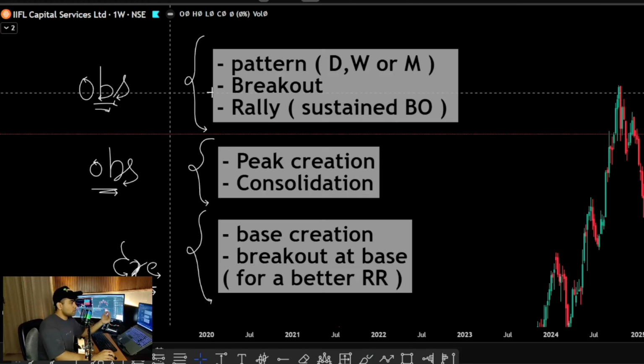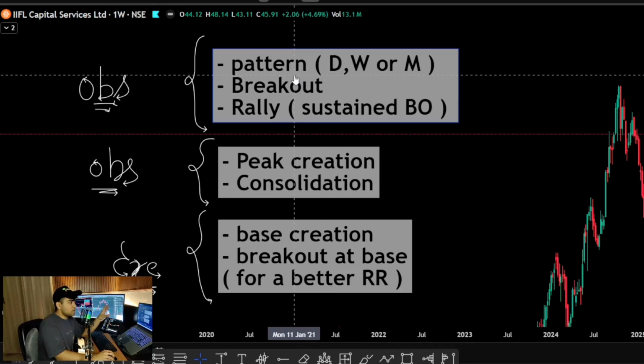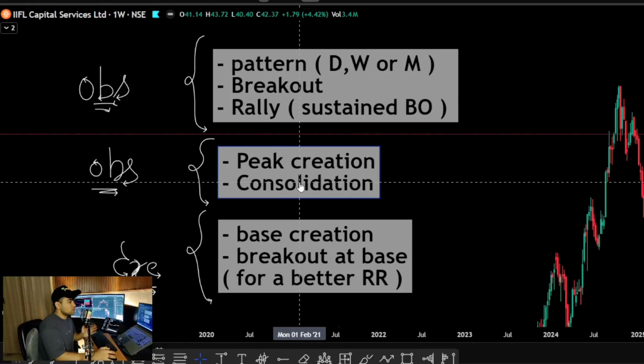First of all, observe that if the stock in the past has created a pattern on a daily, weekly or monthly time frame, then gives a breakout of that pattern, there is a rally. The rally tells you it's a sustained breakout, then comes the peak creation, meaning the top of the pattern, right? And then comes the consolidation towards the downside. The consolidation should not be in a horizontal format.